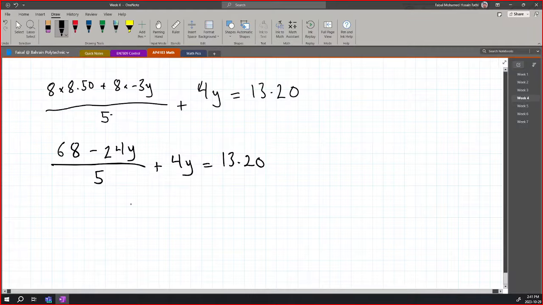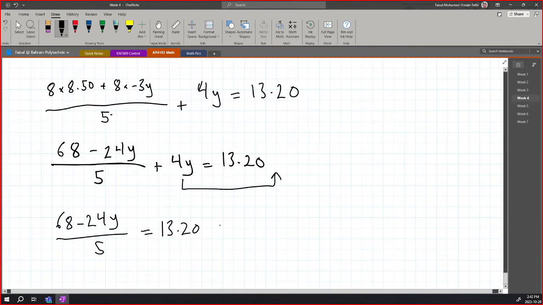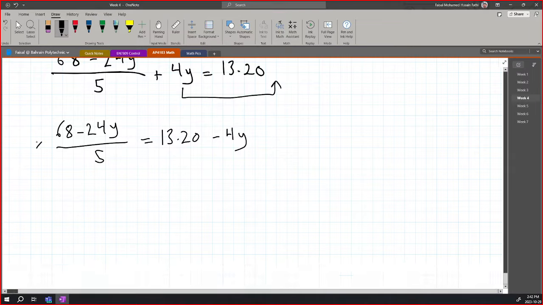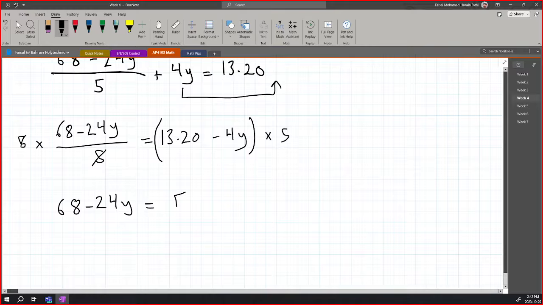The easiest way for me, to keep things simple, is that anything that does not have a fraction I take to the other side. I want to keep the 68 minus 24y over 5 by itself on one side. So what will I do? I will take the 4y to the other side, so the equation becomes 68 minus 24y over 5 is equal to 13.20 minus 4y. Now to get rid of this 5 we just have to multiply both sides by 5, so times 5, and this whole side will be times 5. The 5s cancel, so 68 minus 24y is equal to 5 times 13.20 minus 4y.